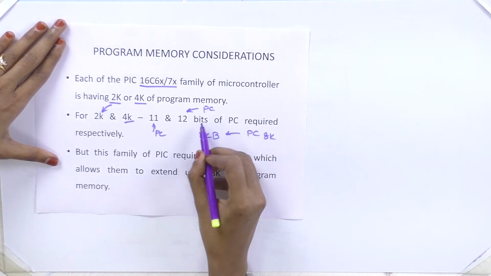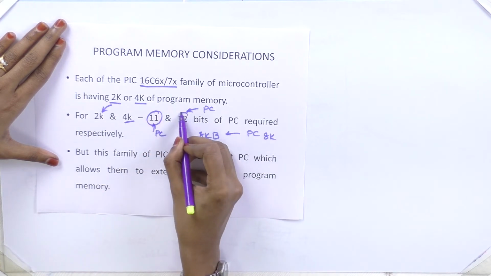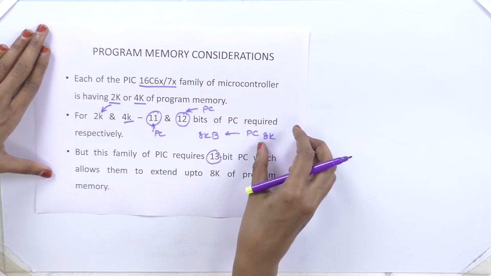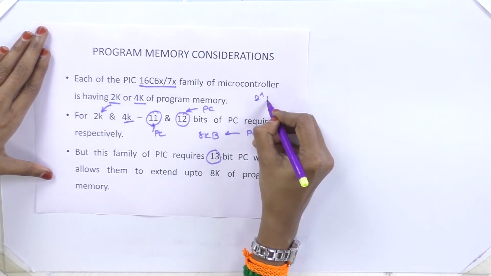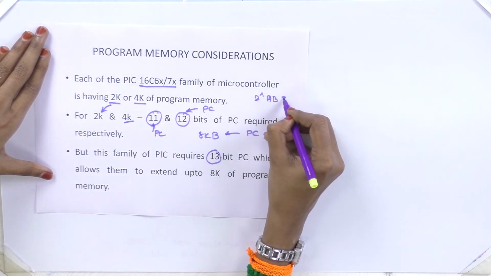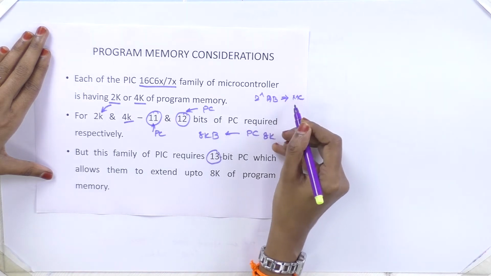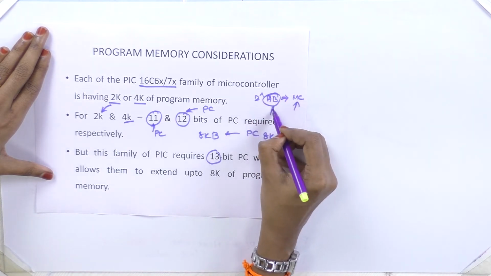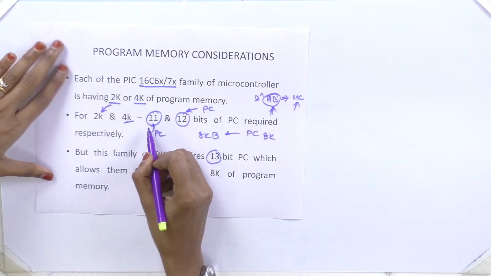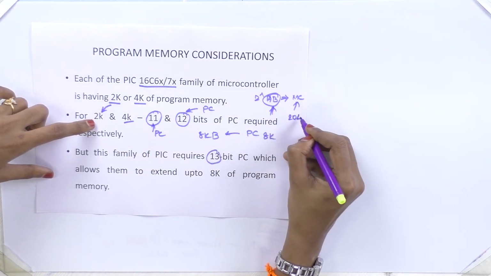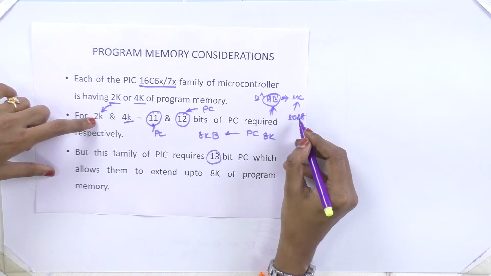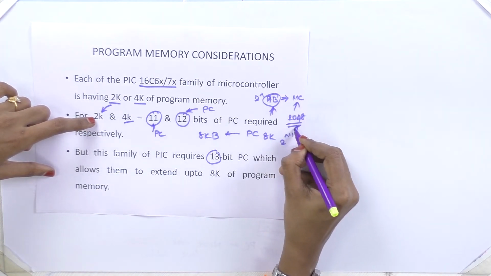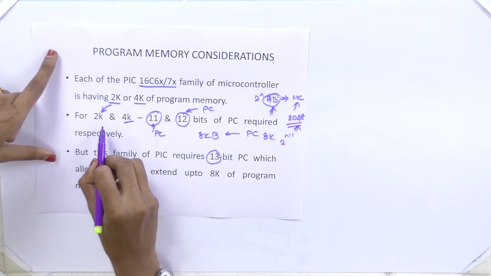So how are these 11, 12, 13 determined? As I have already told you, 2 to the power of the address bus width gives you the memory capacity. So we know the memory capacity, and we are supposed to find the address bus width. If it is 2K, which is nothing but 2048, what will give you 2048? 2 to the power of 11 gives you 2048. So that is how we have determined this.